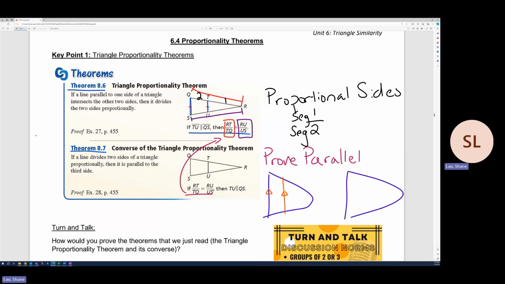And so what I would write here is sides proportional. Okay. And since we know that the sides are proportional, we can also say similarity.